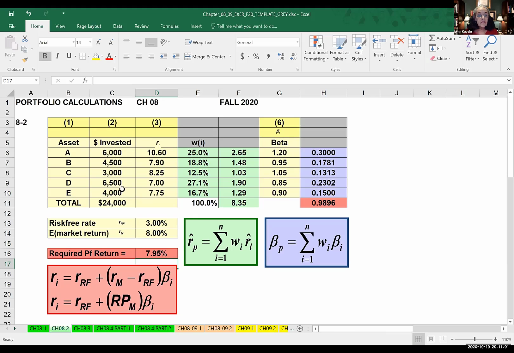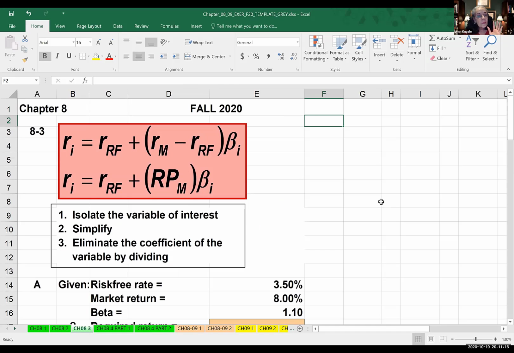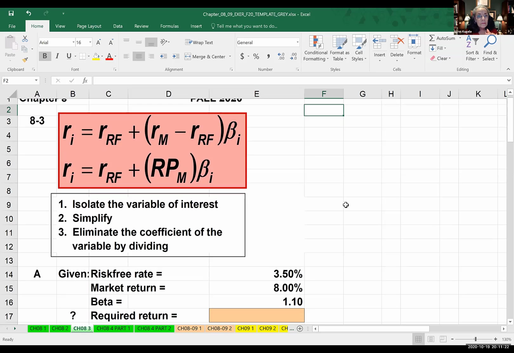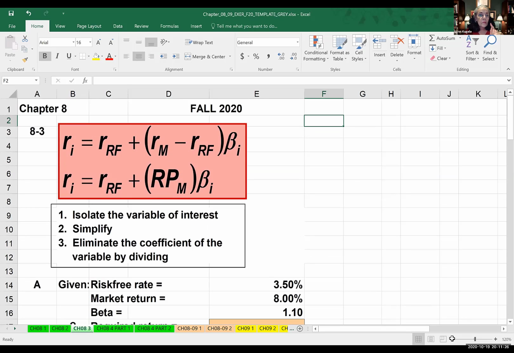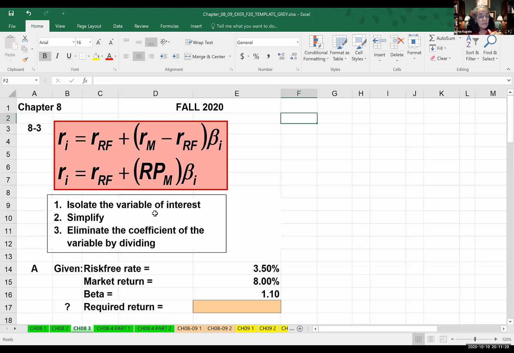Okay, so this covered equations 3, 4, and 5 on your formula sheet. Questions about that? Okay, moving right along. Number 3. We're going to look at equation 5, CAPM. There it is. Let me make this a little bit smaller. There we go. In this first one, we're going to just solve for what's on the left-hand side.